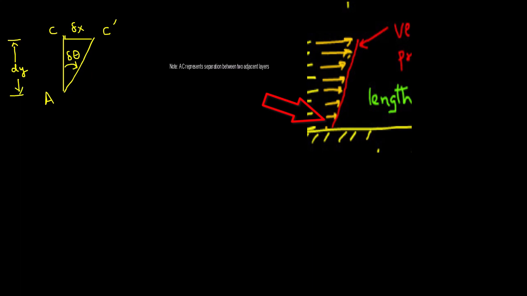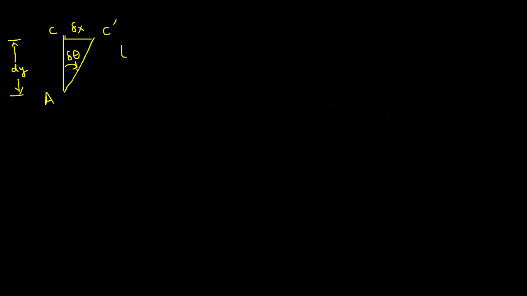So now you know from your trigonometry that tangent of delta theta is delta x divided by dy. Now if the angle of deflection is fairly small, then we can say that tangent delta theta is about equal to delta theta. Therefore, delta theta then equals delta x over dy.